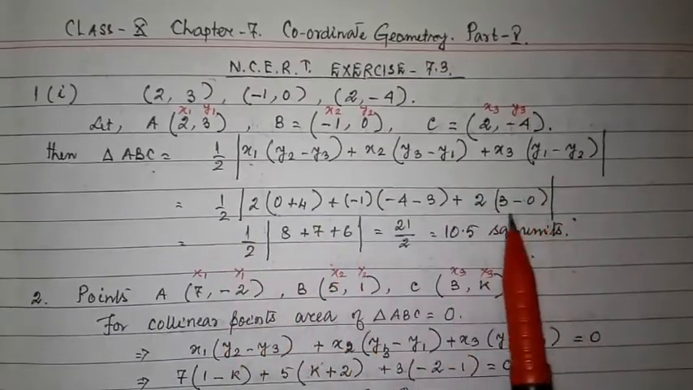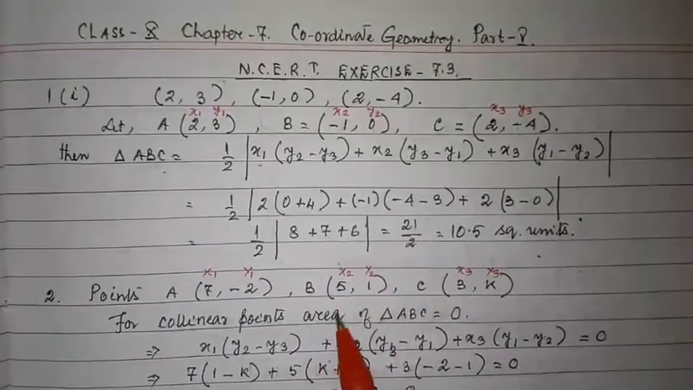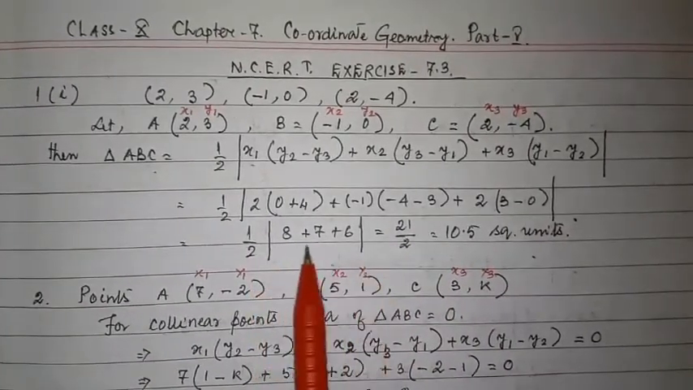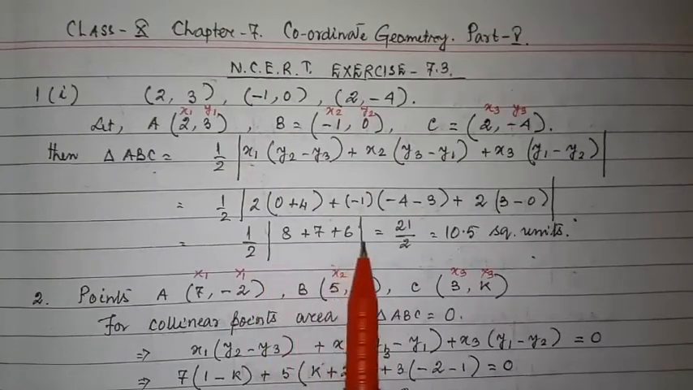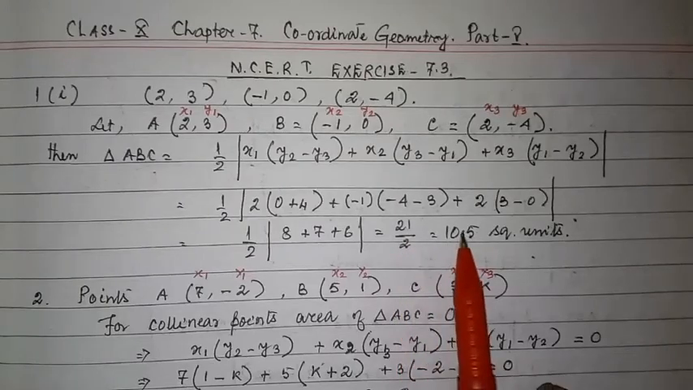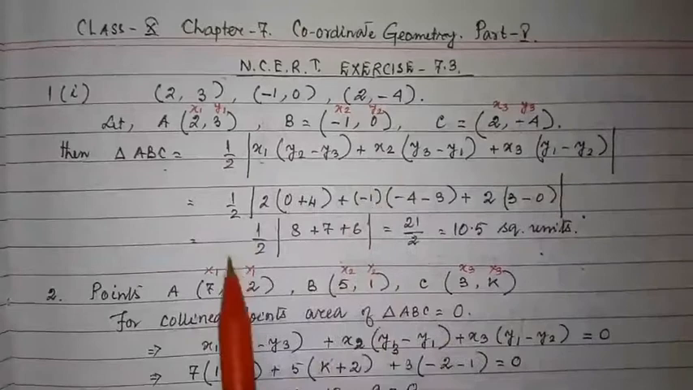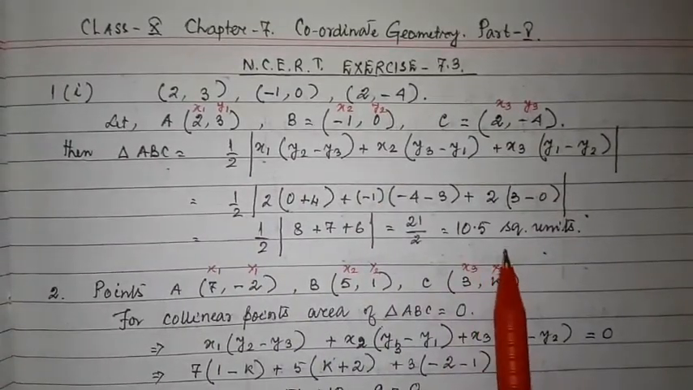On calculation this will give us 21 by 2. Modulus, because the area of a triangle is never negative, that is why. So this is 21 by 2, which means 10.5 square units. Therefore the area of the triangle ABC is equal to 10.5 square units.